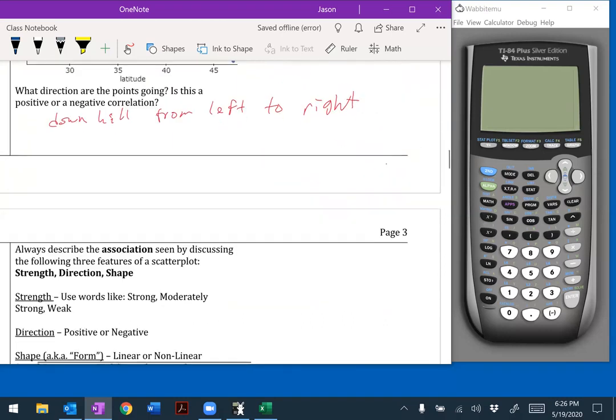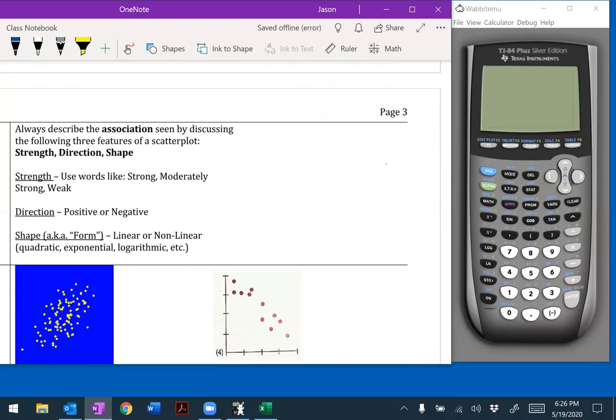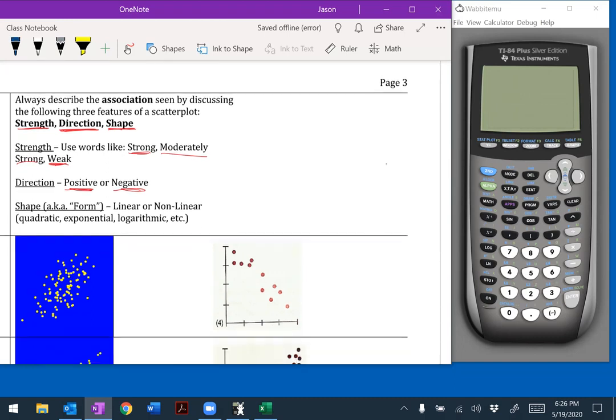Let's talk about this association. We always describe the association seen in a scatter plot by discussing three features: the strength, the direction, and the shape. For the strength, we use words like strong, moderately strong, or weak. For direction, we use words like positive or negative, because you're thinking of this in terms of a line. And the shape: is it linear or non-linear? Is it a line or is it something other than a line?